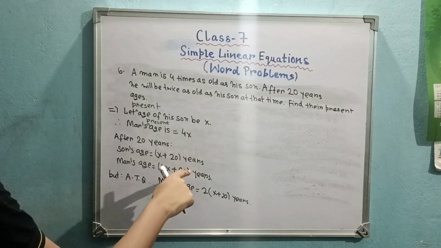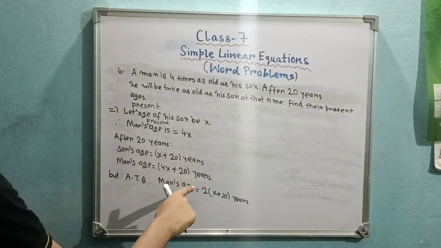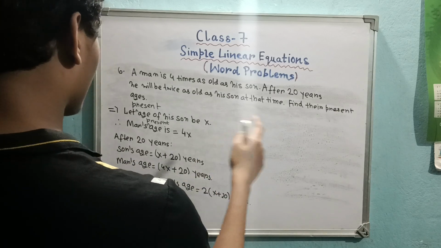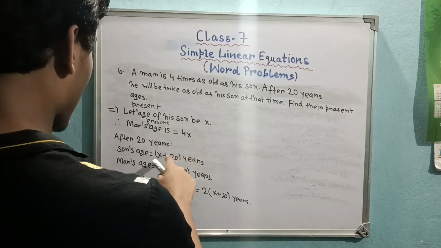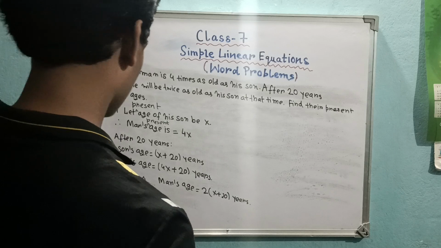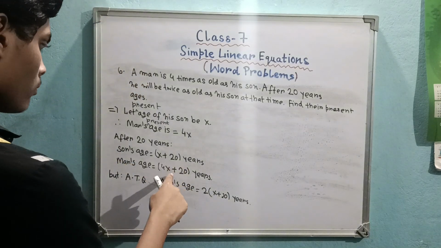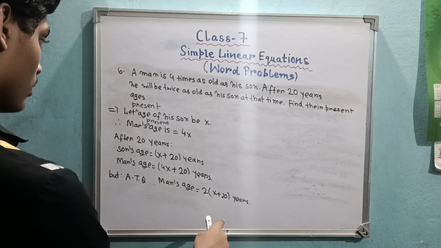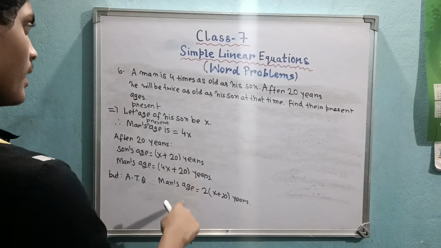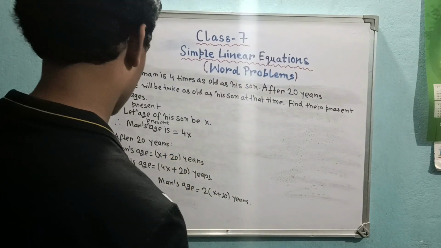Son's age becomes x plus 20 after 20 years. The man's age becomes 4x plus 20. But according to the question, after 20 years the man's age should be 2 times the son's age after 20 years, that is 2 into x plus 20. Now there are two expressions for the man's age here, so this value and this value are equal. See, 4x plus 20 after 20 years is correct, and according to the question, 2 into x plus 20 is also correct.